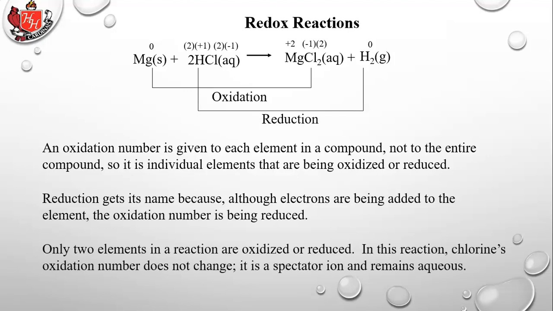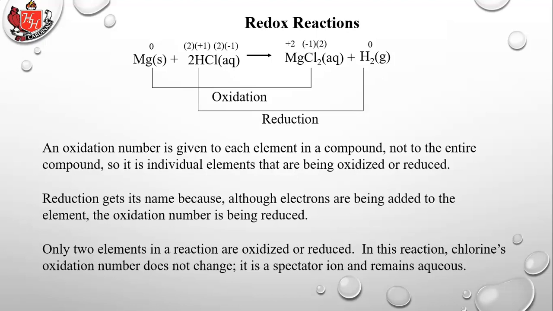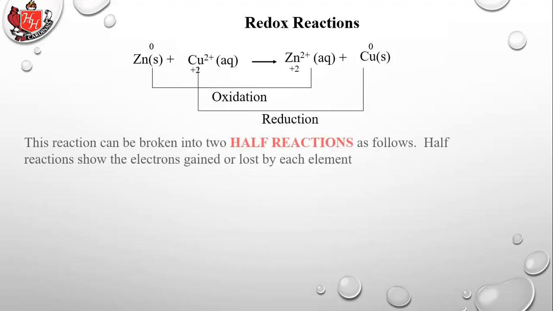Reduction gets its name because although electrons are being added to an element, the oxidation number therefore is being reduced. You're adding negative numbers to that element, so that reduces the oxidation number. Only 2 elements in a reaction are oxidized or reduced. In this reaction, chlorine's oxidation number does not change. It stayed at -1 and you had 2 of them. It is a spectator ion and remains aqueous.